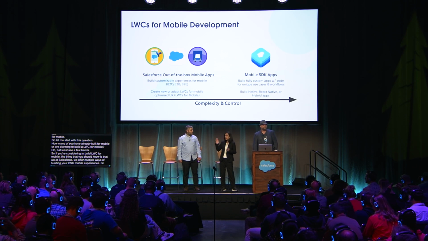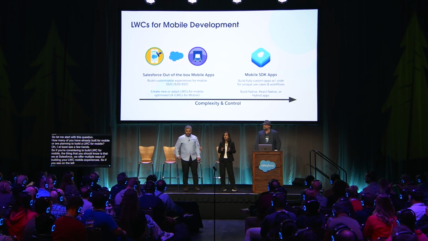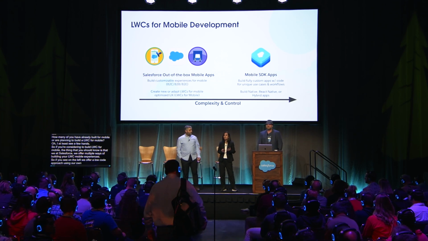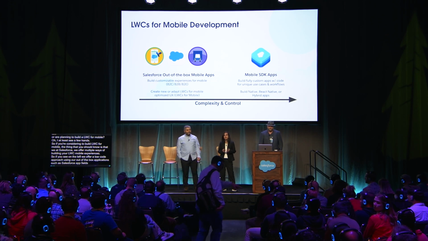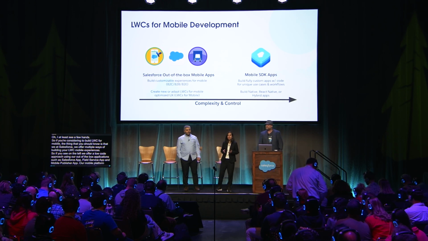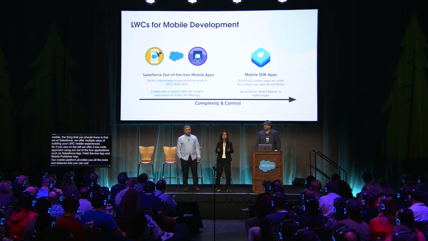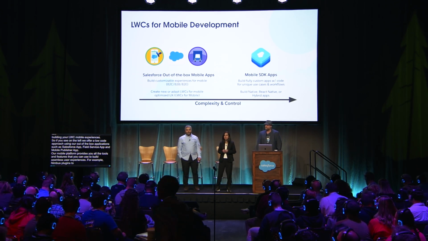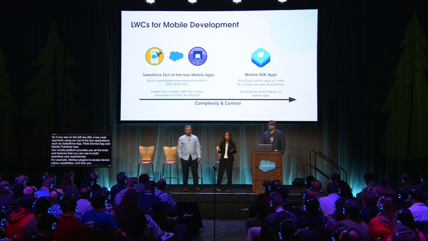If you see on the left, we offer a low-code approach using our out-of-the-box applications, such as the Salesforce app, field service app, and mobile publisher app. Our mobile platform provides you all the tools and features that you can use to build seamless user experiences. For example, Nimbus plugins to access device-native capabilities, and ESLint programmatic validators to validate your code when you're building. So with all of this, you can build without having a lot of knowledge about code.